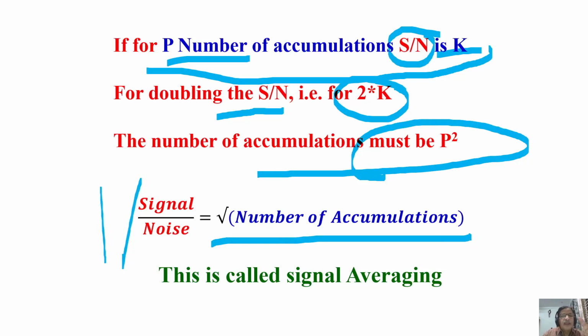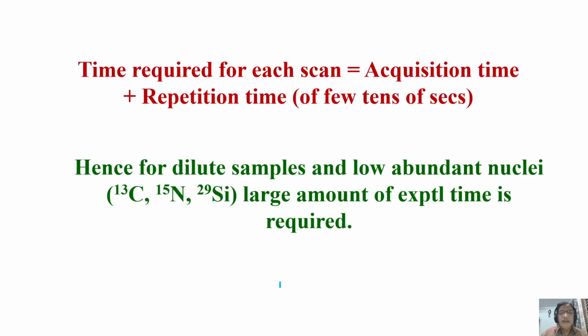Let me give you an idea. If the signal to noise ratio is, let us say, 2, and I want to make it 4, what will you do? If I could get a signal to noise ratio of 2 in 4 scans, to make it 4 I have to acquire 4 squared number of scans. I have to acquire 16 scans so that the signal to noise ratio, which was 2, can become 4. Remember, the signal to noise ratio always goes by the square root of the number of accumulations. And this type of acquiring the signal one after the other for improving the signal to noise ratio is called signal averaging. Please remember signal averaging.